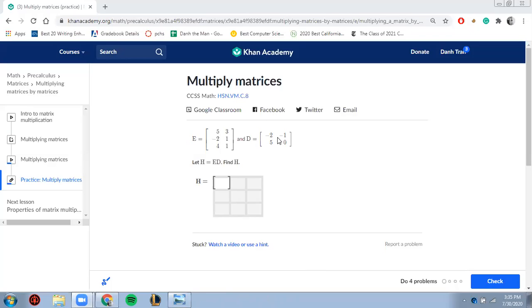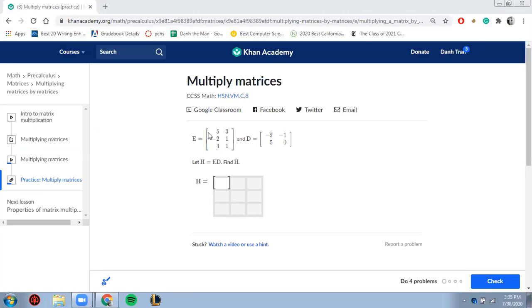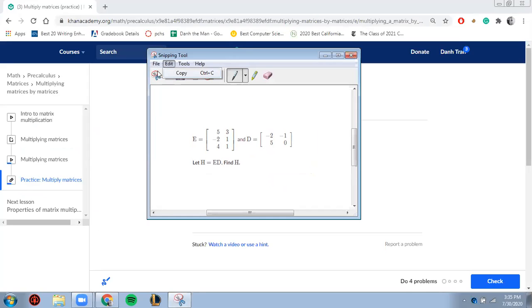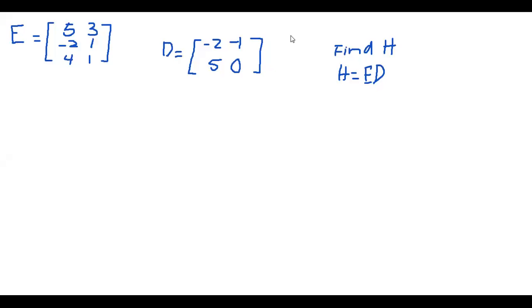Right here we have E, which is 5, 3, negative 2, 1, 4, 1, and D is equal to negative 2, negative 1, 5, 0. It asks us to find H, knowing that H is the product of E and D. So I'll go ahead and screenshot my problem and write it down on the whiteboard. As you can see, I already wrote it down.